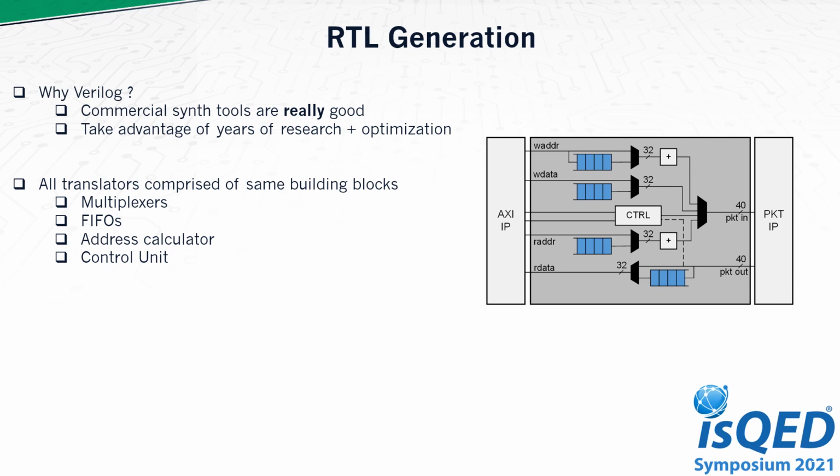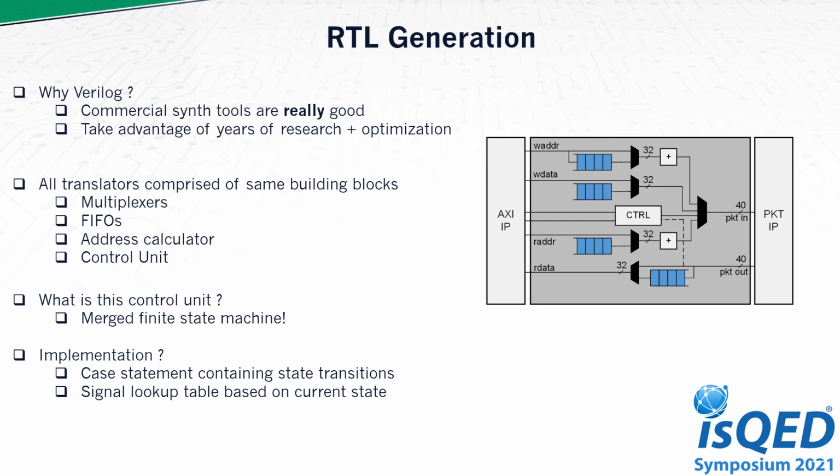The third building block is an address calculator to handle address offset between protocols. So if one protocol sends one address for 16 transactions, but the receiving protocol requires an address for each individual data transaction sent. And lastly, we need a control unit. But what is the control unit? The control unit is the merged finite state machine we have been building throughout this flow. Its Verilog implementation simply looks like a large case statement containing the state transitions and a lookup table containing the control signals needed to negotiate transactions between the two IPs our translator forms the bridge between. The index to this lookup table is simply the state managed by the case statement.